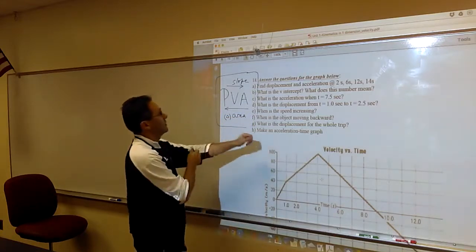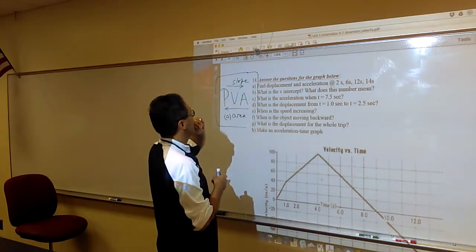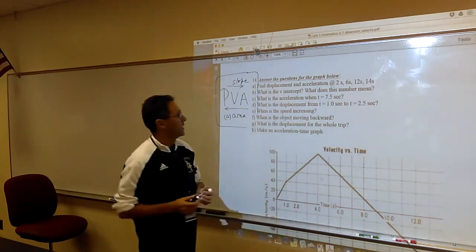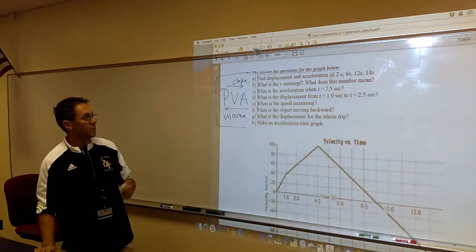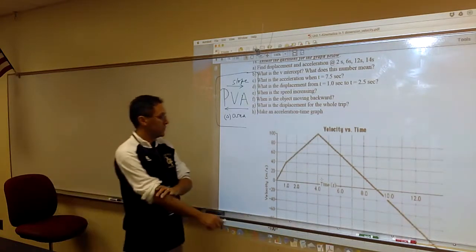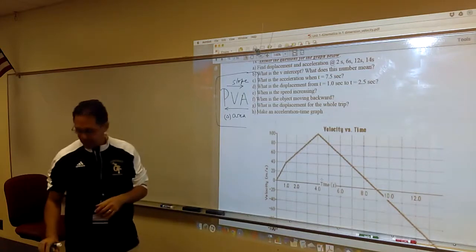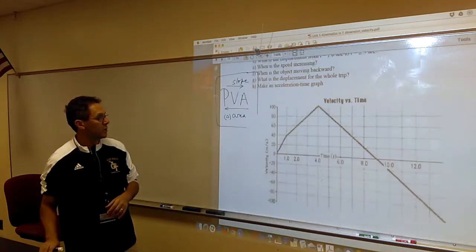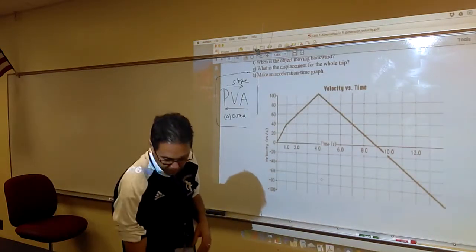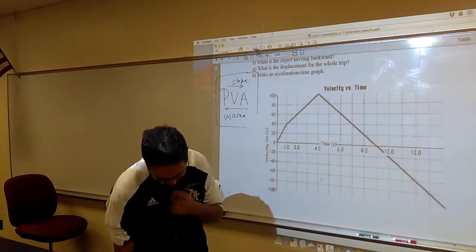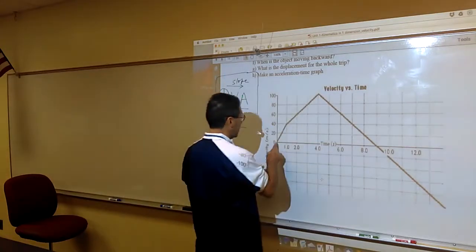Now we're going to analyze this other graph. It says find the displacement and acceleration at those times, basically 2, 6, 12, and 14 seconds. Now this is a velocity time graph. I'm just going to show the graph and look at my notes. At 2 seconds, it means between 0 and 2 seconds.